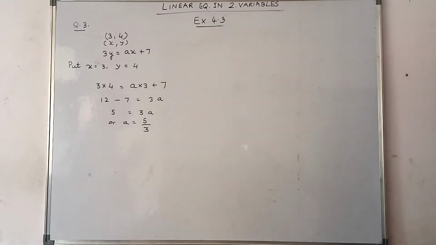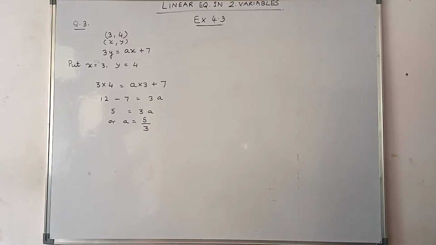Now question number 5 of the same exercise. Four choices are given, and you have to choose, from the choices given below, the equation whose graph is given in figure 4.6. The first is x = y. The graphs are given. The graphs are of this form.